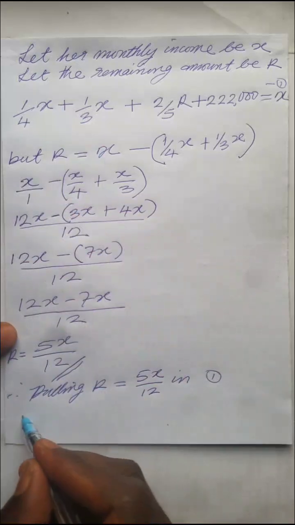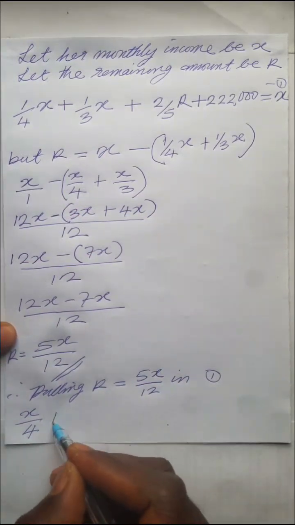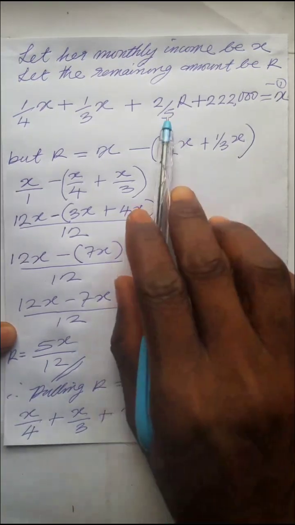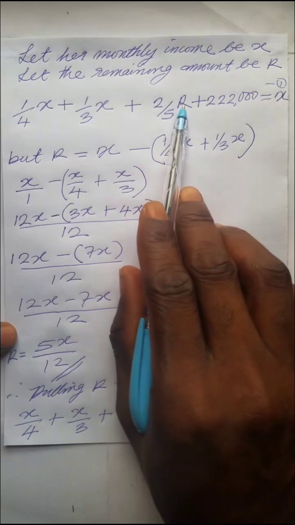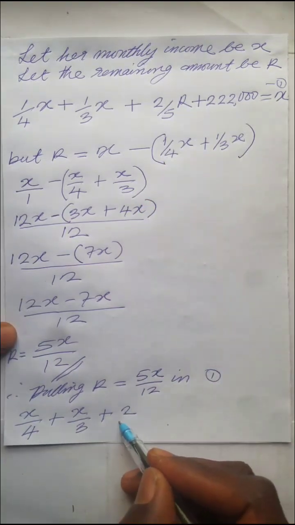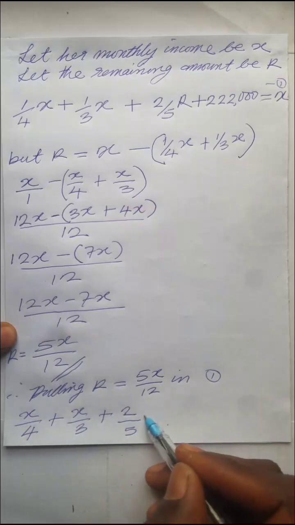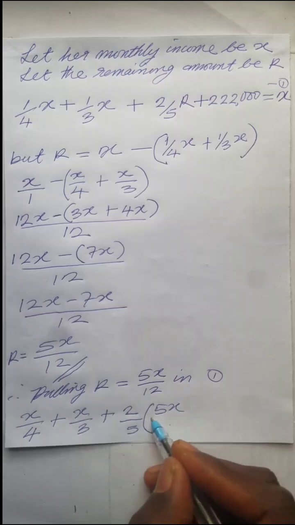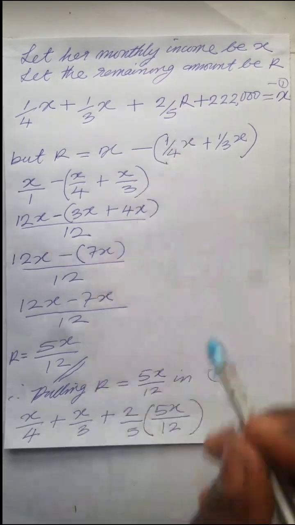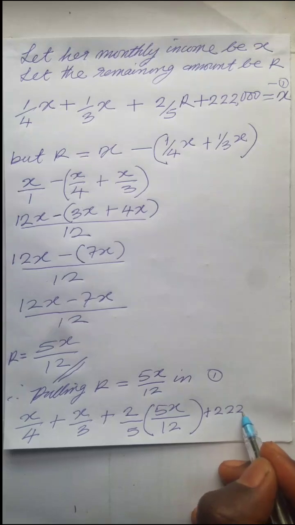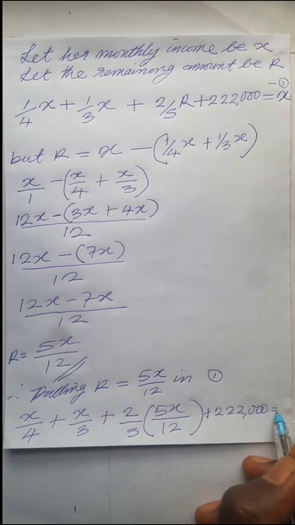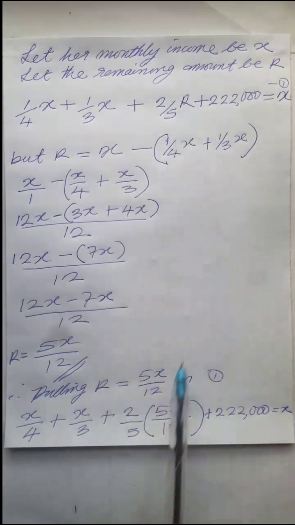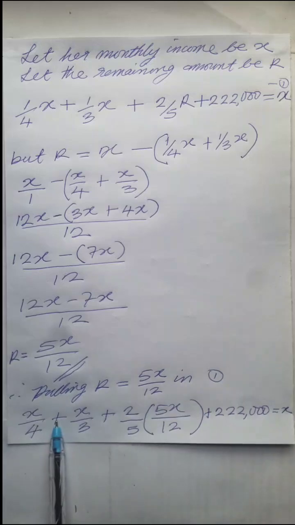Remember, this is 1 times x, so I'm going to have x over 4 plus x over 3 plus, sorry, this is what remainder, so I'm going to have 2 over 5 of what? This guy, R. So that becomes 5x over 12. Now I add that to my 2,222,000, and that gives me x. I hope you understand. The only thing I did is find R and put it back here. So let's solve this and get x.